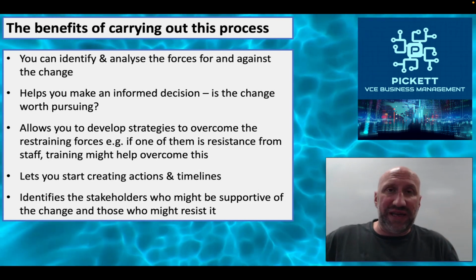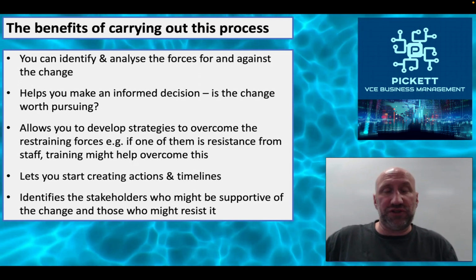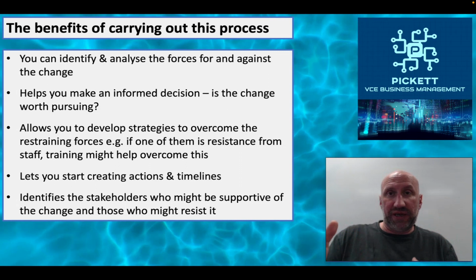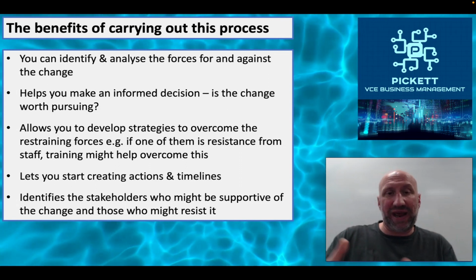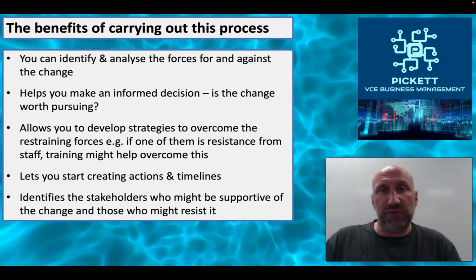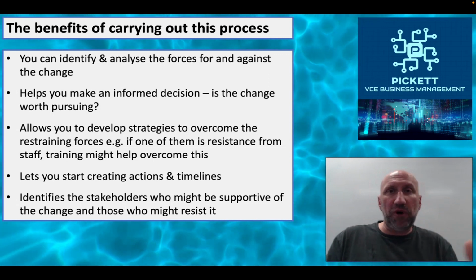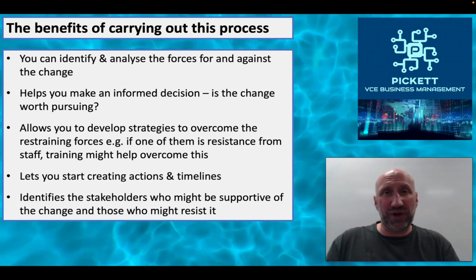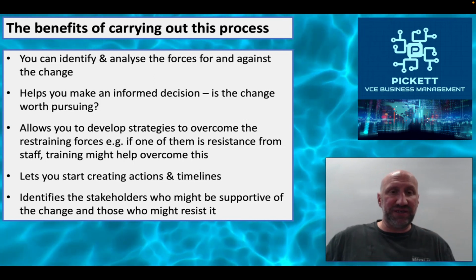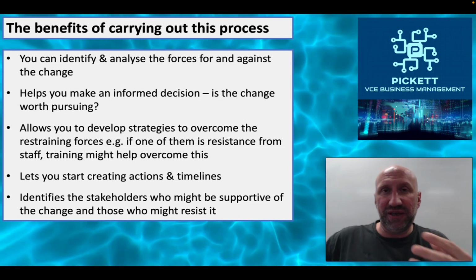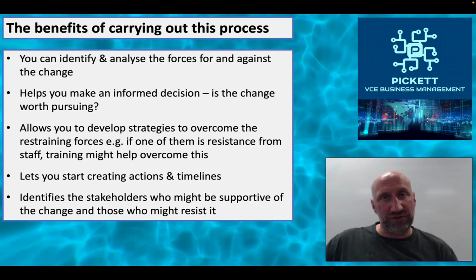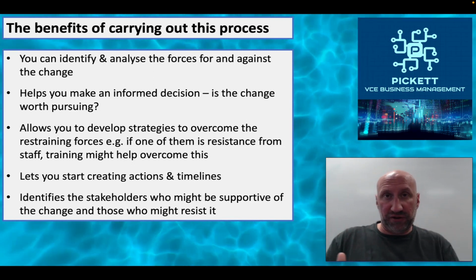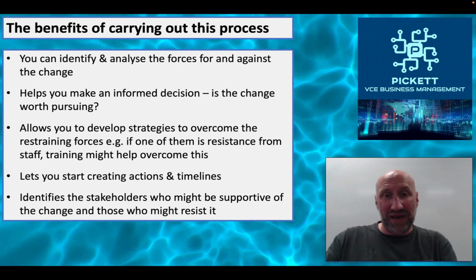And finally, it identifies the stakeholders who might be supportive of the change. Those would be driving forces, those that are going to help, and then those who might resist it. So it might be groups of people, it might be individual people, depending on the situation, the type of business, the size of the business. But if you can identify the stakeholders who are going to support and help drive the change forward, it would be really useful to know who they are so you can exploit those to the max.